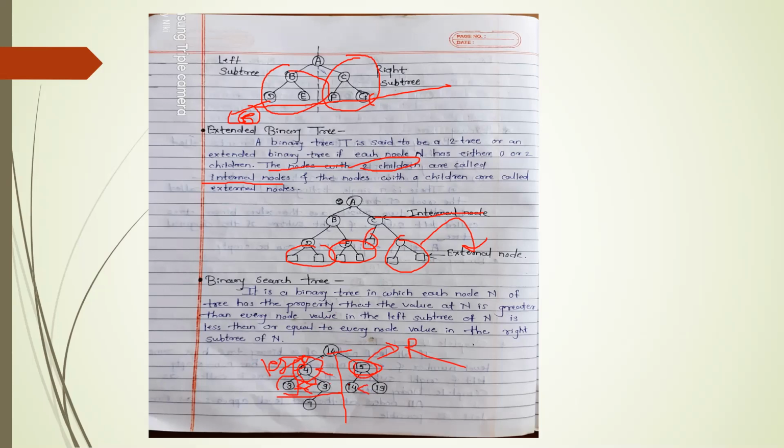Value of left subtree is less than value of right subtree, that is 14 is less than 19. This is a binary search tree.